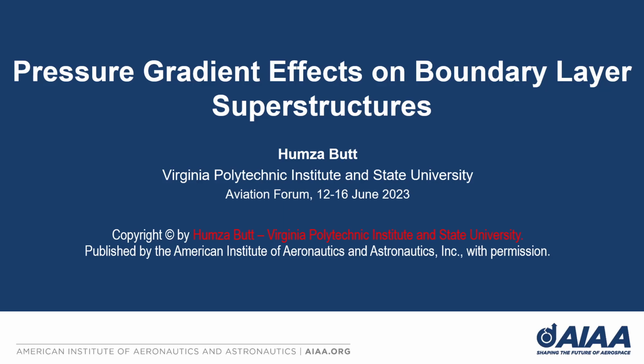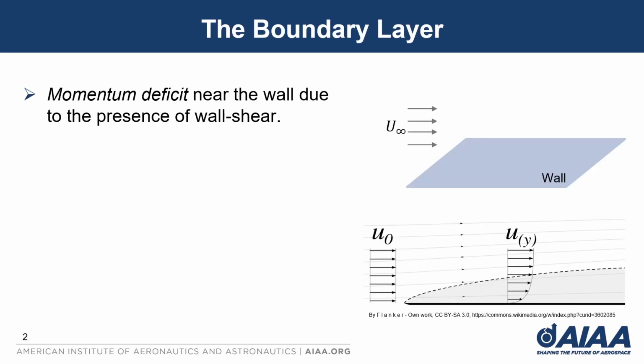Today, I will be talking about pressure gradient effects on boundary layer superstructures. When any fluid moves over an obstruction, like a flat plate, a very small region of momentum deficit is formed due to the presence of wall shear. This is called the boundary layer.